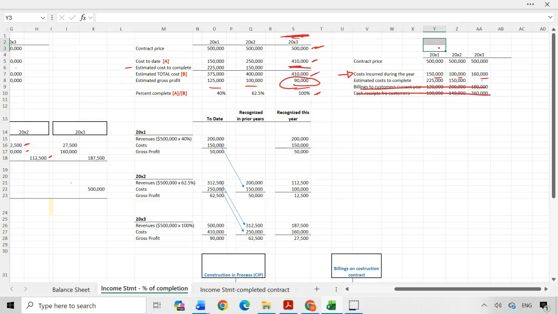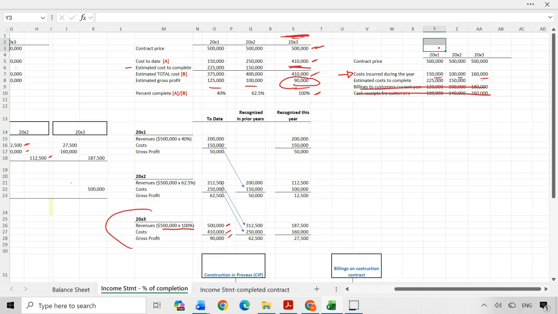So just want you to notice the gross profit has changed year over year as the costs, our estimated cost versus our final cost, changed year over year. Now let's go through our final year right here and see what we need to record as our revenues and costs. So in our final year, the cumulative revenue that we should be recognizing over the course of this entire contract is $500,000. So we're just going to take the 500,000 times 100%. Our cost to date, our total overall cost, is $410,000, gives me overall gross profit of $90,000.